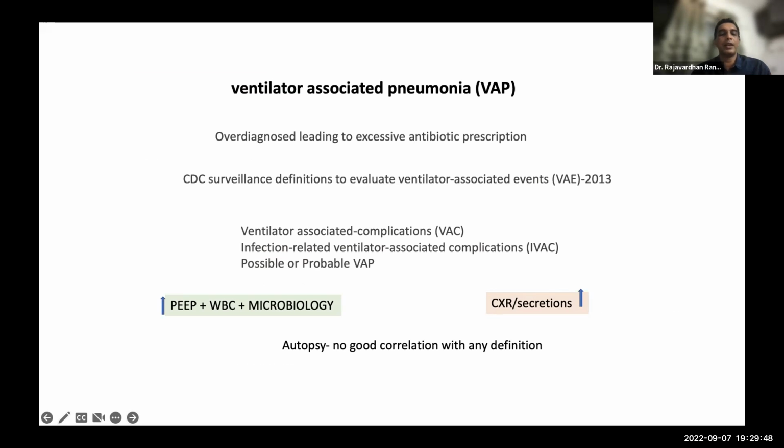But when they correlated with autopsy findings, whether it was the CDC definition or the CPIS definition, none of them correlated well with the diagnosis of VAP. So the VAP definition per se has been a major controversy. Because of this controversy, no clinician or definition is able to diagnose VAP reliably. So whenever anybody has done a study after this, they were not able to find any significant difference in VAP in most of the studies.